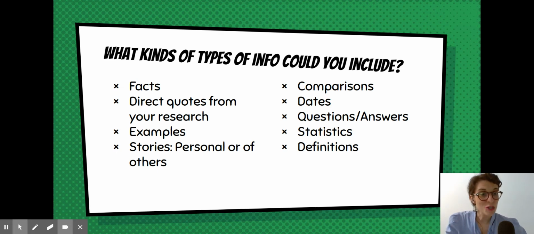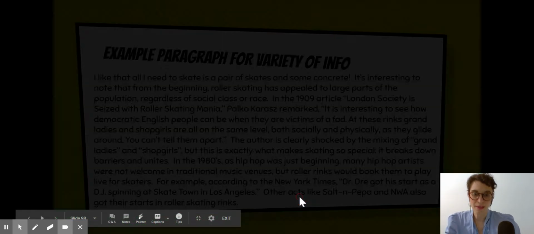You might include direct quotes from your research. You might include examples to illustrate your point. You might include stories, whether they're personal or of others. Obviously, you may not have lived through the French Revolution, so you don't have personal stories. I, as a roller skater, have personal stories about roller skating. You might give comparisons, dates, questions and answers, statistics, and definitions, which I just added.